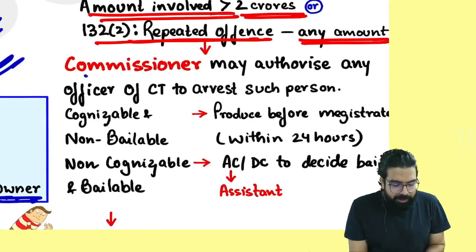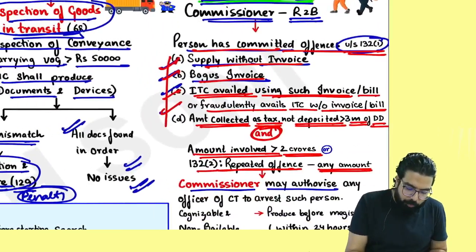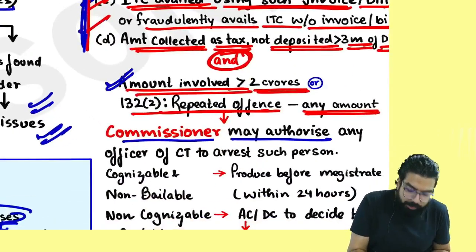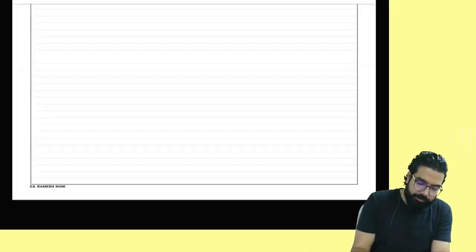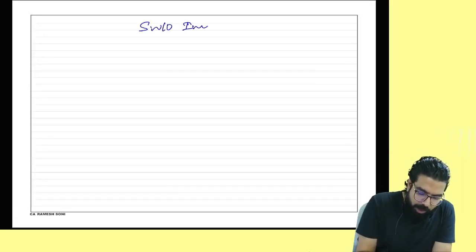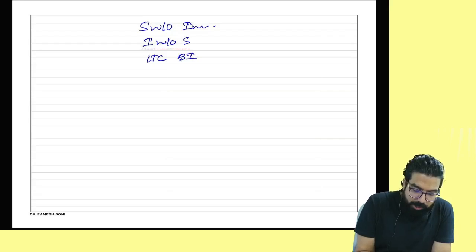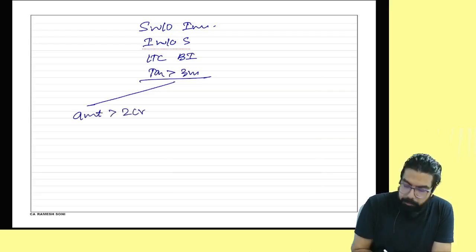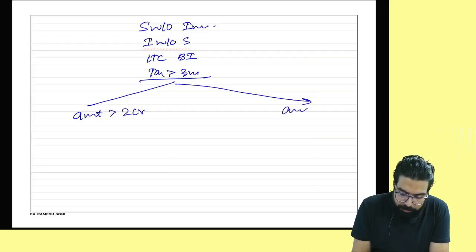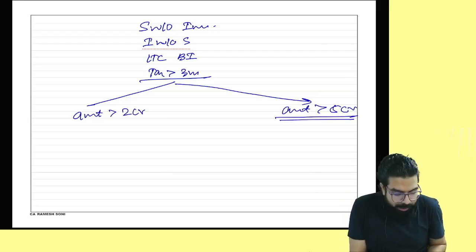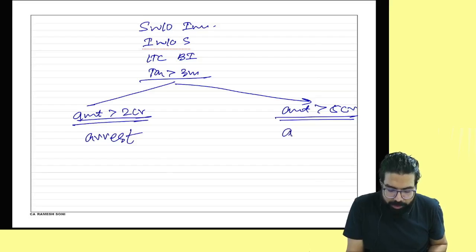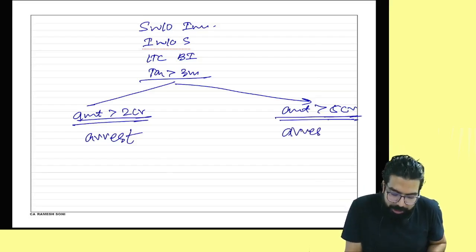Everyone over here, now listen. Commissioner may, okay, now listen to me very carefully. These 4 offenses: supply without invoice, invoice without supply, ITC on the basis of bogus invoice, tax not paid for greater than 3 months. If the amount is more than 2 crore or more than 5 crore, remember one thing: if the amount is more than 5 crore, here also you can be arrested. 5 crore is more than 2 crore, so here also you can be arrested.